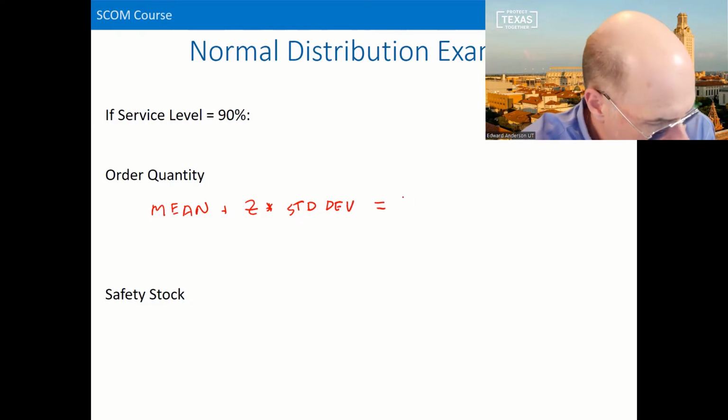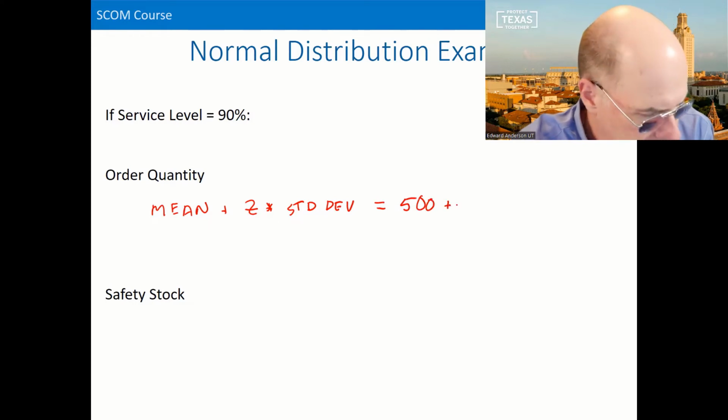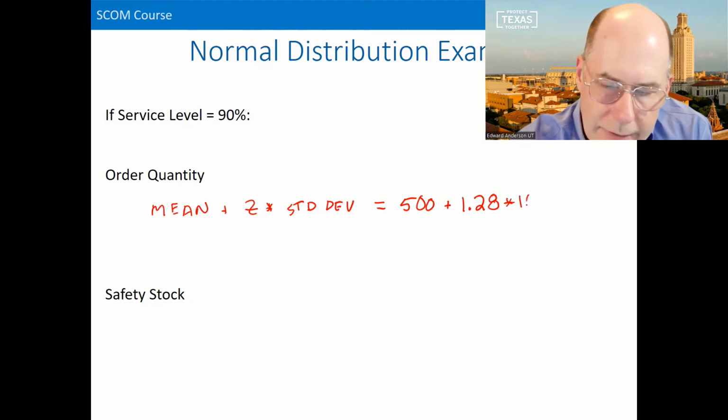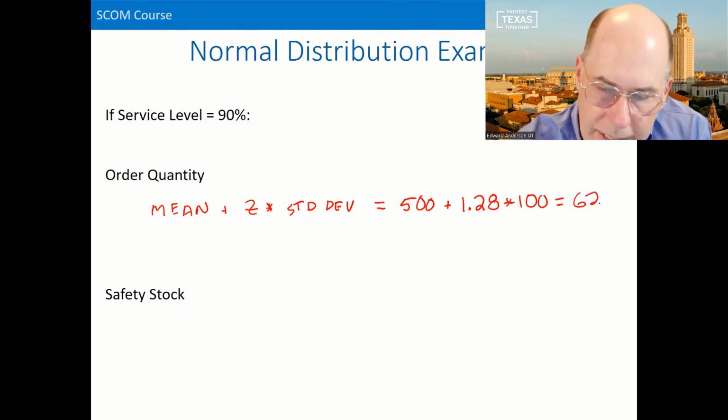Which in our case is 500 plus 1.28 standard deviations above the mean times our standard deviation of 100. So it comes out to 628 lawnmowers. So that's how many we order.